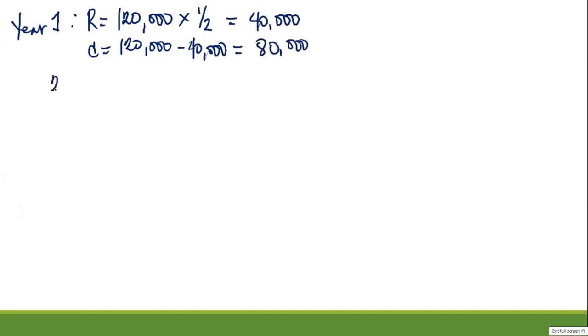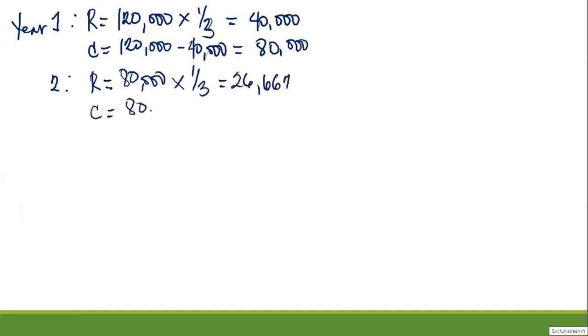Okay, so year 2, continue lang yung step. Yan, yung bagong cost times, I'm sorry, this is 1/3. Okay, 1/3, kaya 26,667. Okay, so ibawas lang natin siya. Kaya yung cost nito ay 53,333.